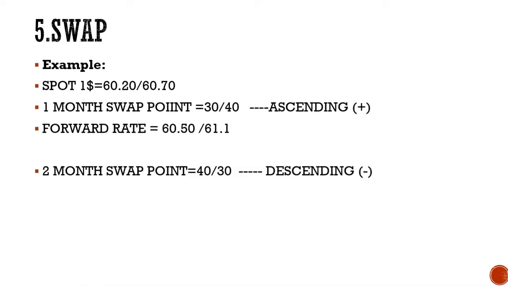Now let's take another example, where the 2 month swap point is 40 slash 30. If you look at the swap point, from 40 it is becoming 30, so it is descending. The rule is if the swap points are in descending order, you subtract from the spot rate. So the new forward rate will now be 60.20 minus 0.40, which will come to 59.80, and 60.70 minus 30 points, so you will get 60.40. So this is how swap points usually work. Your spot rate is getting swapped with the swap points and we are getting the new forward rate.